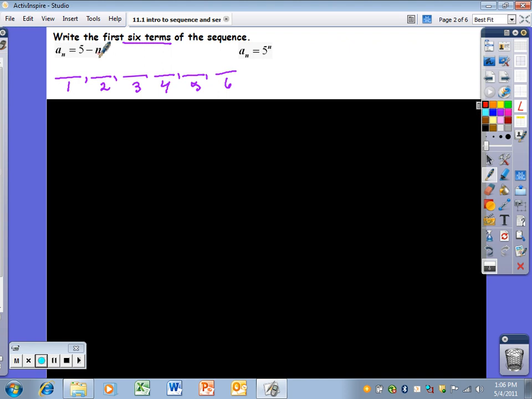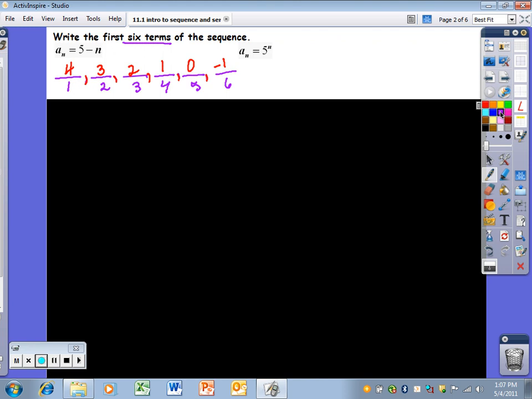So the first time I'm going to put 1 in there. 5 minus 1 is 4. Then 5 minus 2 is 3. 5 minus 3 is 2. 5 minus 4 is 1. 5 minus 5 is 0. 5 minus 6 is negative 1. So in red, I have just generated the first 6 terms of this particular sequence.